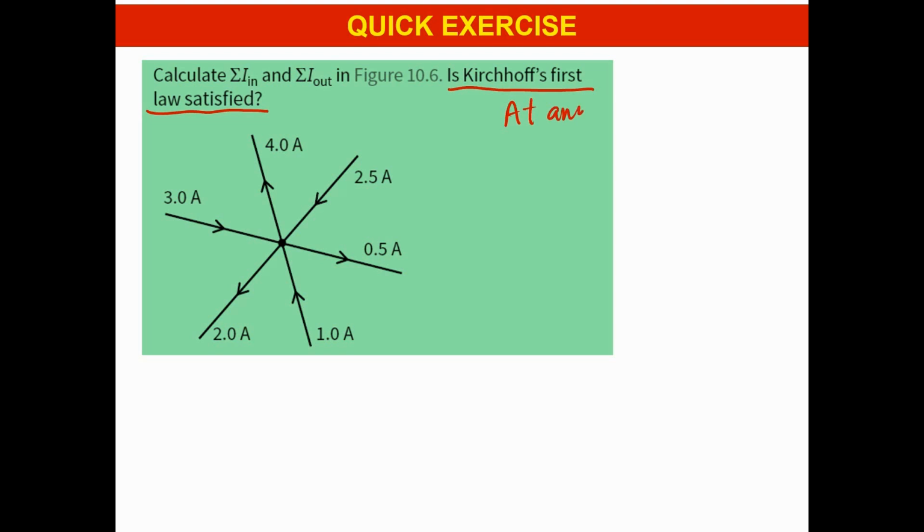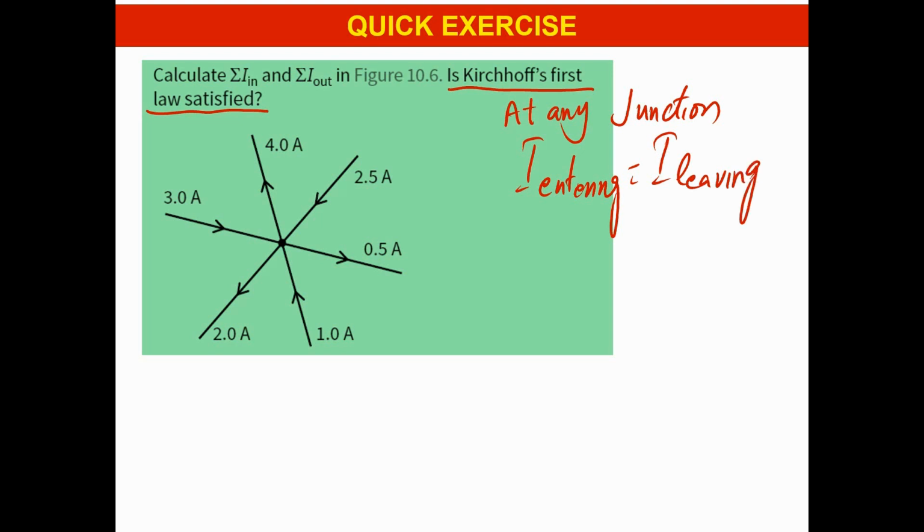Kirchhoff's law, we have discussed that at any junction, as you can see here, I entering has to be equal to I leaving due to conservation of charge. So now we need to find out where the junction is. The junction is here. So entering, this is entering. I will just use red color. This is entering. So this is also entering. I will just use a red rectangle for this one.